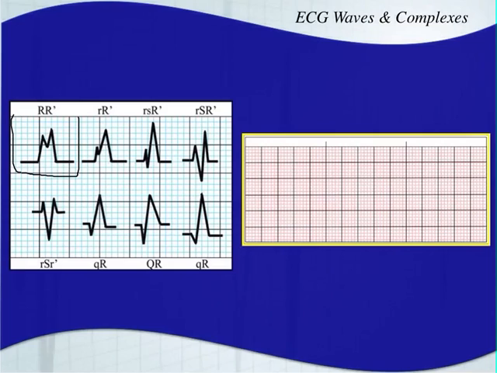The second one is also an RR prime, but notice that it's a lowercase r and then an uppercase R because you have a small R wave and then a large R wave.